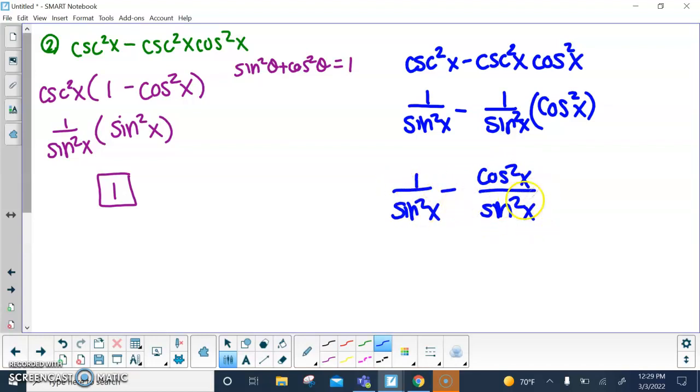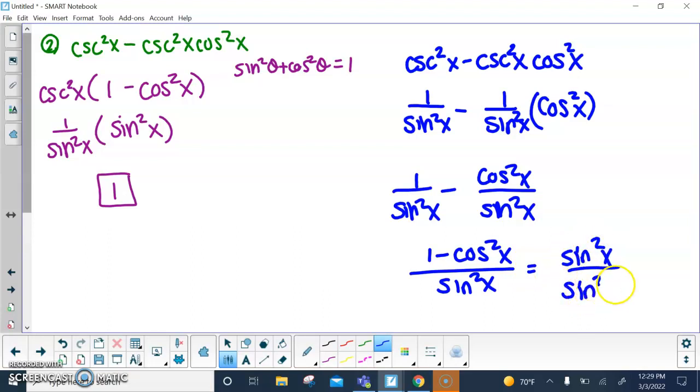Those have common denominators, so we can write this as 1 minus cosine squared. Then that same trig identity, you can replace that with sine squared of x, and then divide it by sine squared of x, and you still end up with the outcome of 1. So it doesn't matter which method you use. It doesn't matter how you go about it, as long as you use equivalencies of either factoring, your identities, things like that, in order to rewrite these.